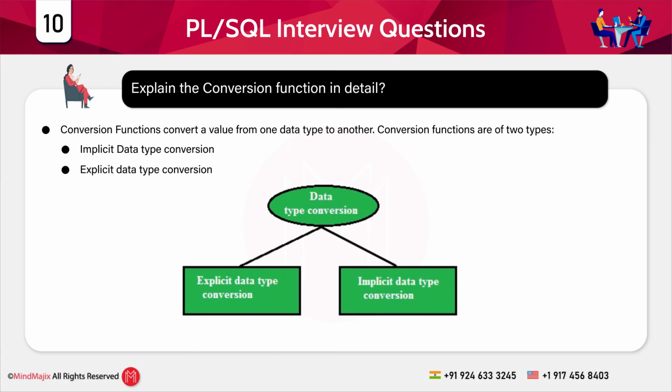The next question is, explain the conversion function in detail. Conversion functions convert a value from one data type to another. Conversion functions are basically of two types. The first one is implicit data type conversion. Here you have varchar2 or character to number or date, then number to varchar2, and also date to varchar2. These are implicit data type conversions. After this, you have the explicit data type conversion like TO_NUMBER, TO_CHAR, and TO_DATE.